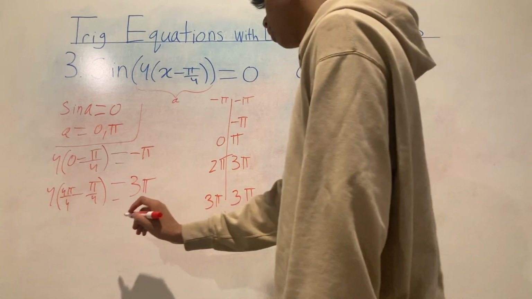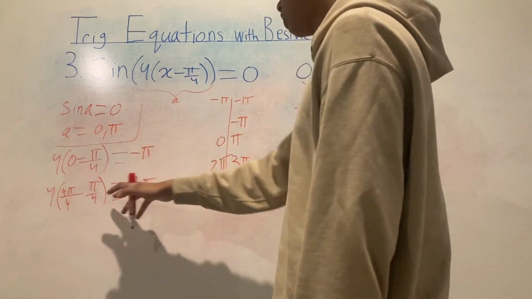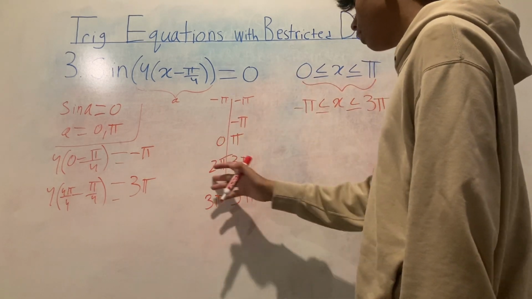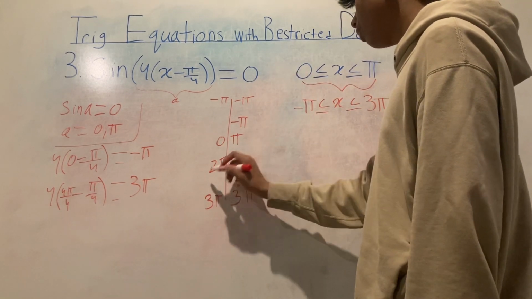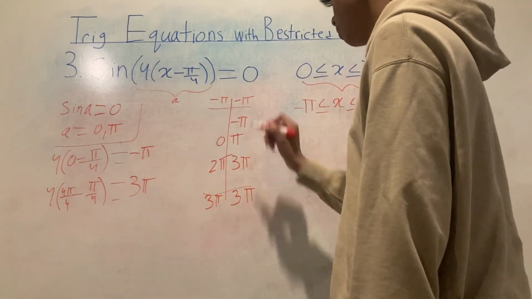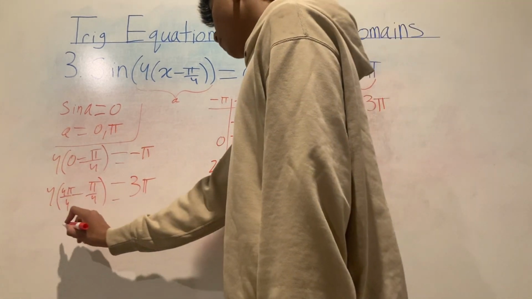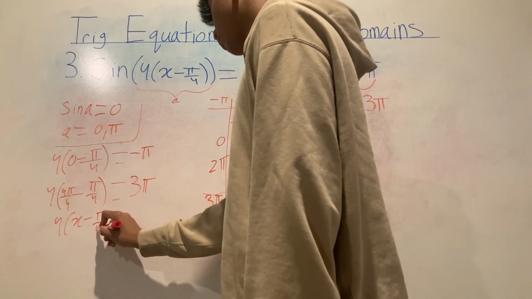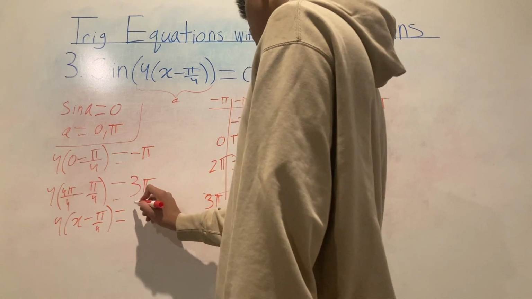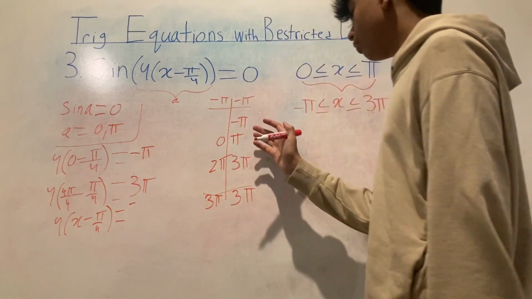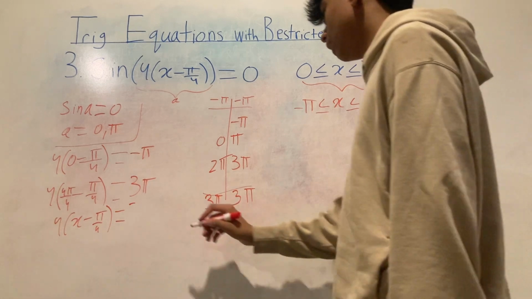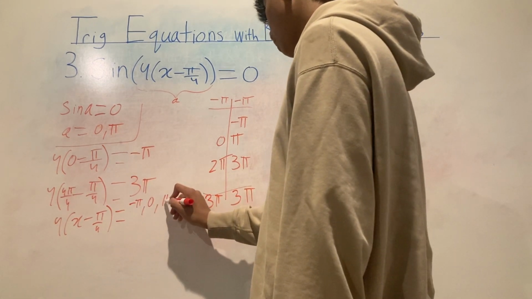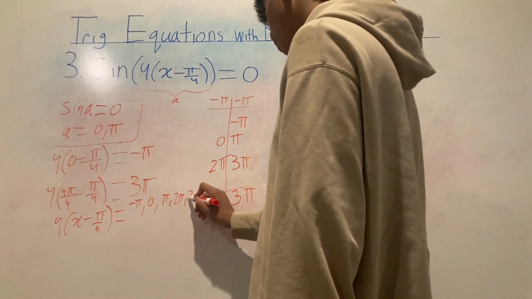Now we're going to use the same thing that we used to change our domain, except instead of putting x as our domain, we're going to put x as these 5 values we got right here: 1, 2, 3, 4, 5. Remember, these are just the domains. So what we're going to do is have 4 times x minus pi over 4 equal negative pi. You should probably go from least to greatest, just to make it easier on yourself. So negative pi, 0, pi, 2 pi, and 3 pi.